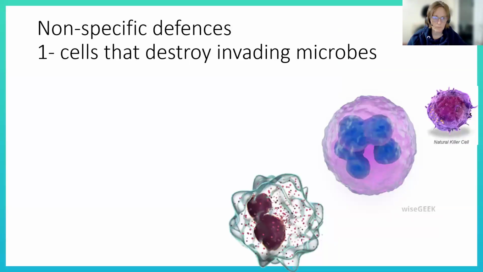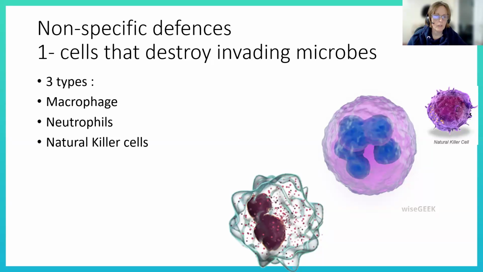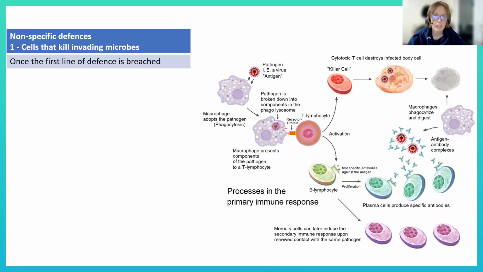So these non-specific defenses, the cells that can destroy the invading microbes, involve these guys here. So we've got a macrophage, we've got a neutrophil, and we've got something called a natural killer cell. All types of white blood cells, and they all look pretty similar, to be honest. It's only really their role that can kind of tell them apart, is what they're doing. So we've got the macrophages, the neutrophils, and the killer cells.